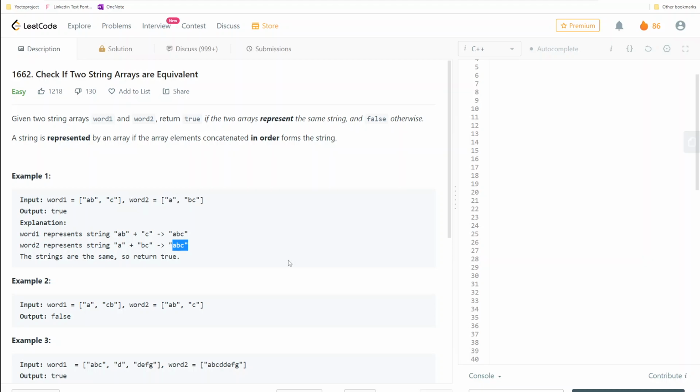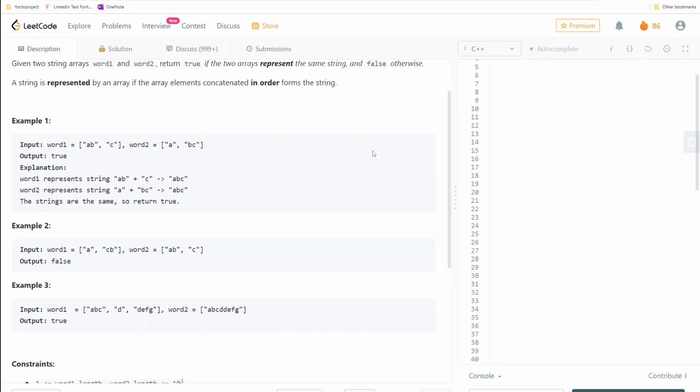reads. Now let us first read this question, then we'll check the constraints, and then in which companies this particular question was asked. So here, given two string arrays word1 and word2, return true if the two arrays represent the same string and false otherwise. A string is represented by an array if the array elements concatenated in order form the string. So this is all which I had already explained.